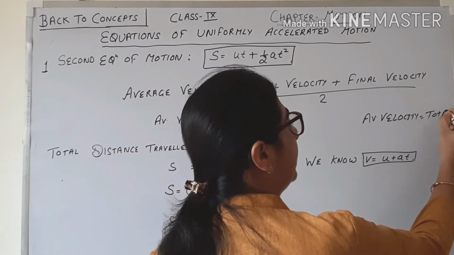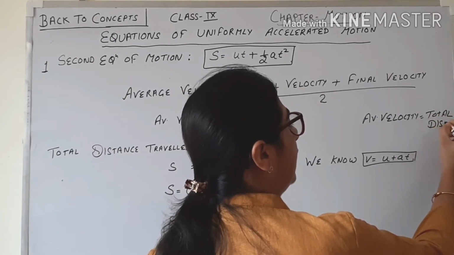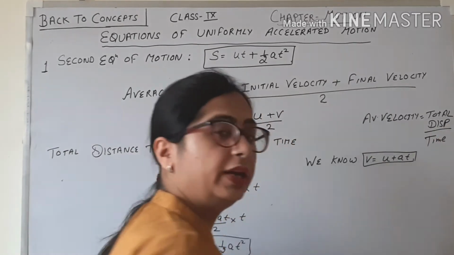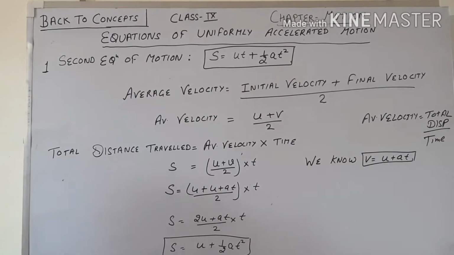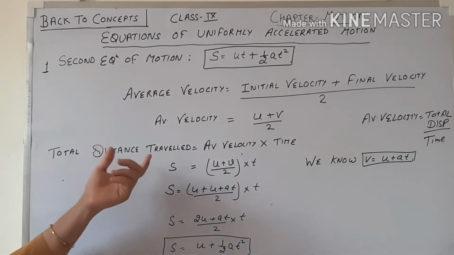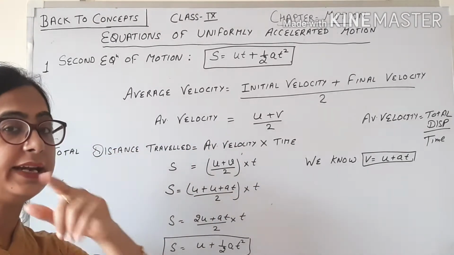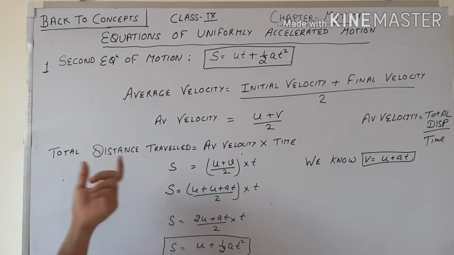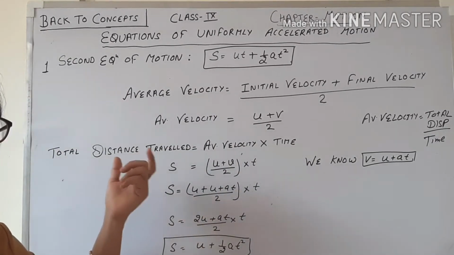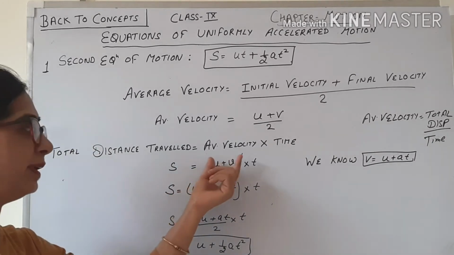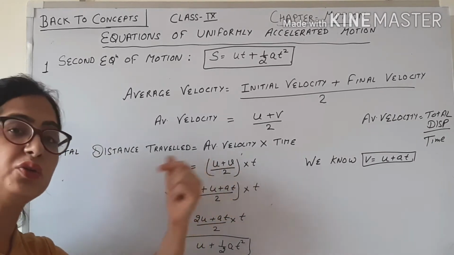Total displacement upon time taken. Okay, so don't be confused here. So total distance traveled is equal to average velocity into time taken. We know that distance or displacement is represented by s, so s is equal to v plus u divided by 2 into t.